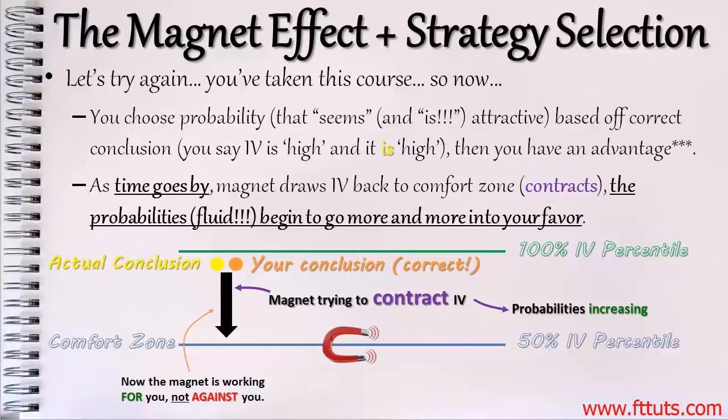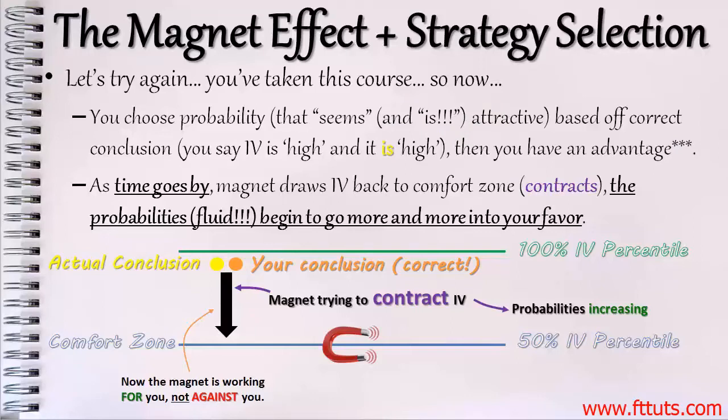So you choose a probability that seems attractive. And in this case, it is attractive because now you know what you're looking for. So that's the important part there. It seems attractive, and it is. Perfect. Your probability is based off the conclusion. So you say that it's high, and it is high, then you have an advantage. And we'll talk about those asterisks on the next slide. But you think that the IV is high. You're right, it is high.